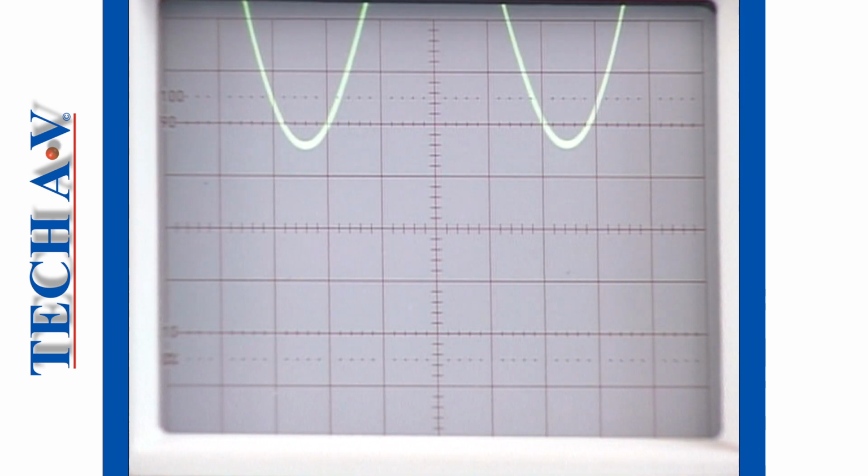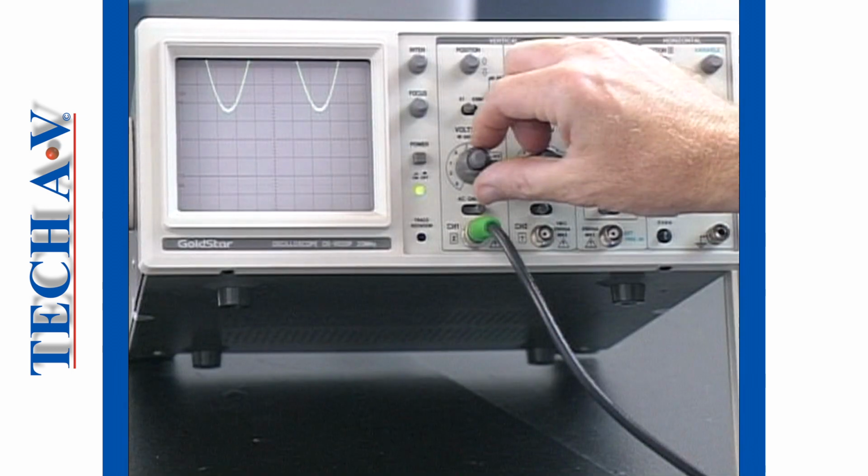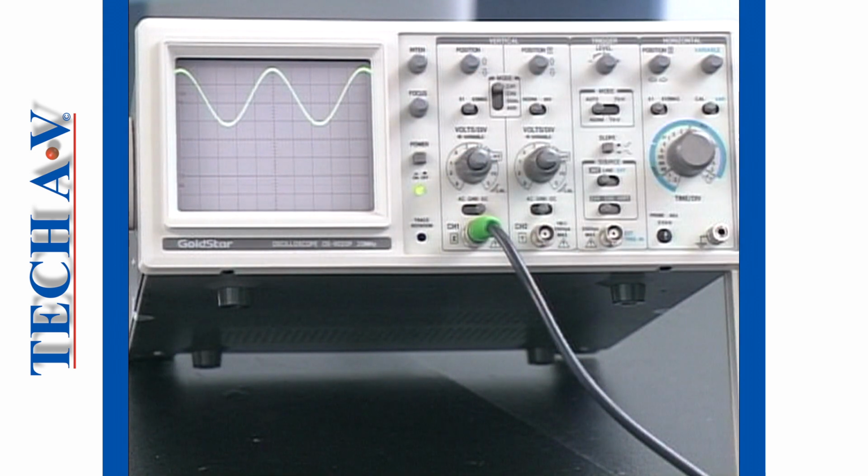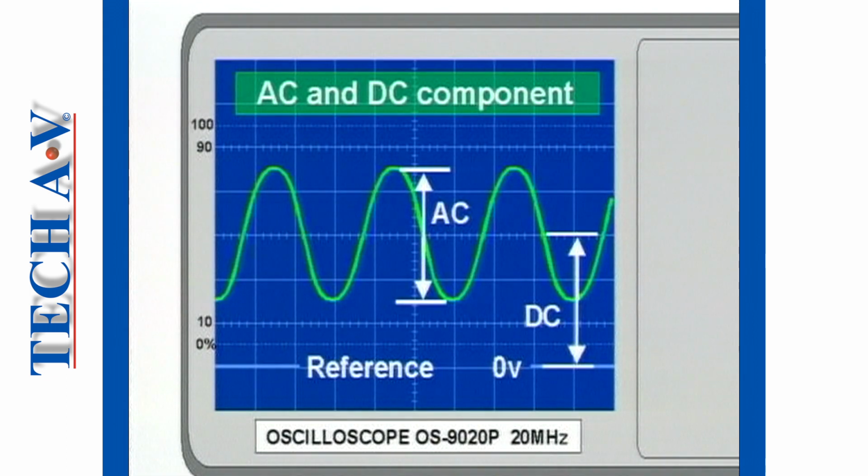Notice that it has shifted upwards and off the screen. Bring the waveform back into view by adjusting the volts per division control. It is good engineering practice to always check for a DC component when measuring an AC voltage to ensure that the AC voltage is not resting on a DC pedestal.